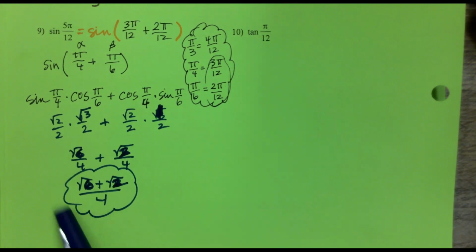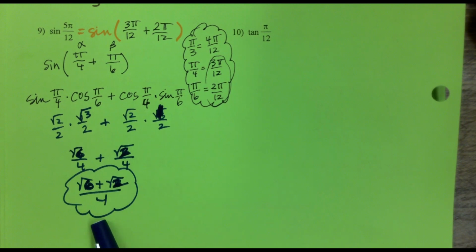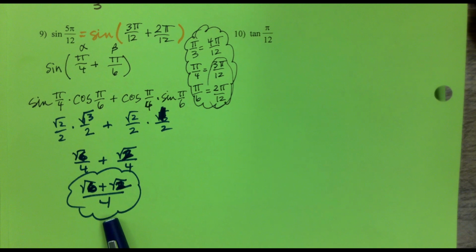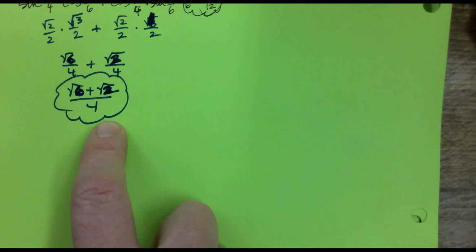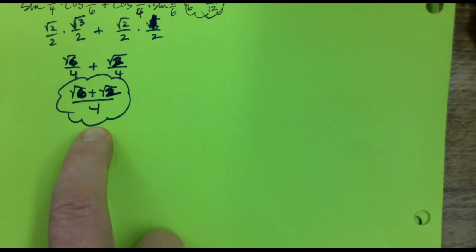Again, what I was trying to say was that you're going to see answers like this all the time. In fact, anytime you do a sine or a cosine of the pi over 12 family, it is going to be some variation of this: square root of 6 plus the square root of 2 over 4, square root of 6 minus the square root of 2 over 4, negative square root of 6 plus the square root of 2 over 4. It's always going to be the same, all right? It will be some variation of this.